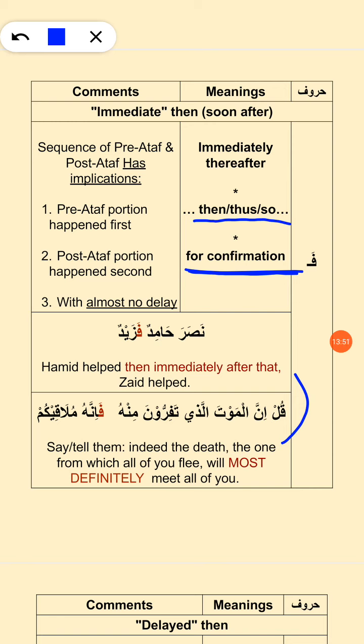We see that qul innal mawta allazi tafiruna minhu fa innahu mulaqikum. So it means: say or tell them, indeed the death, the one from which all of you flee, will most definitely meet all of you. This is how you're going to interpret it.